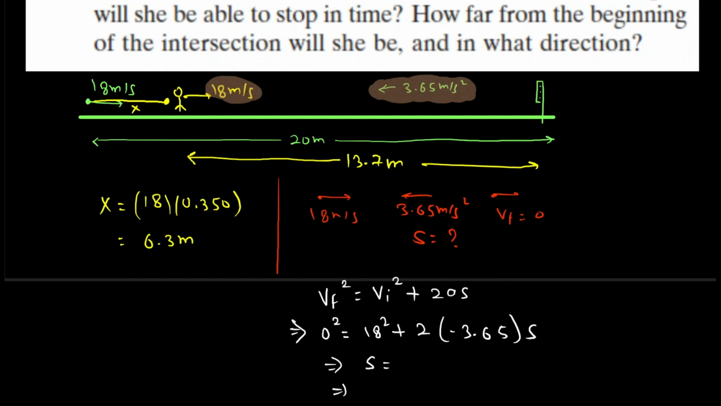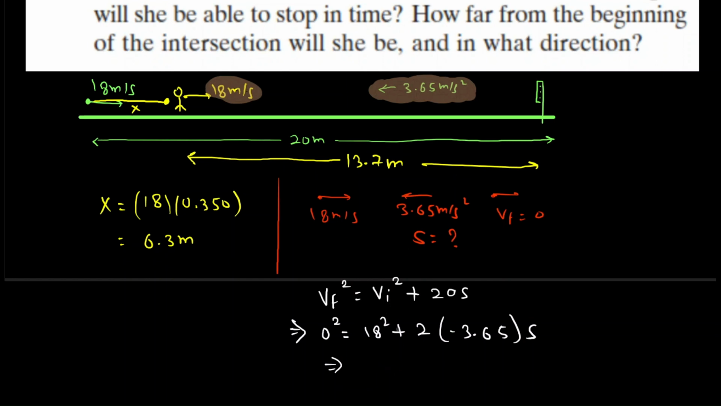So it would be 2 times 3.65, 7.3. And so around 2.465. Wait, what? That doesn't make any sense. You're trying to find this. This is the square of 18.